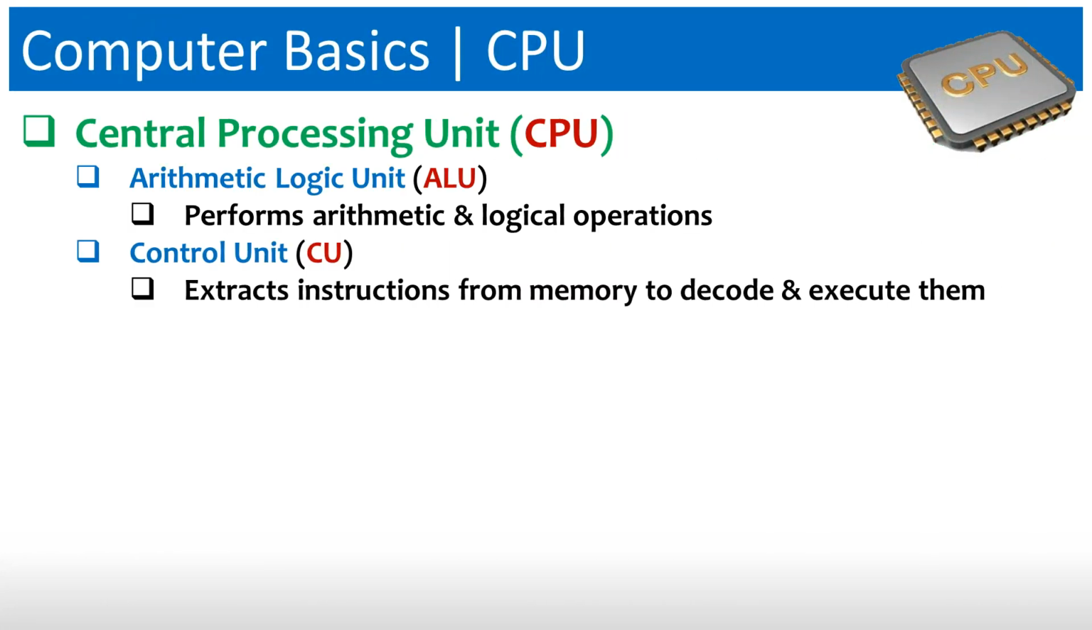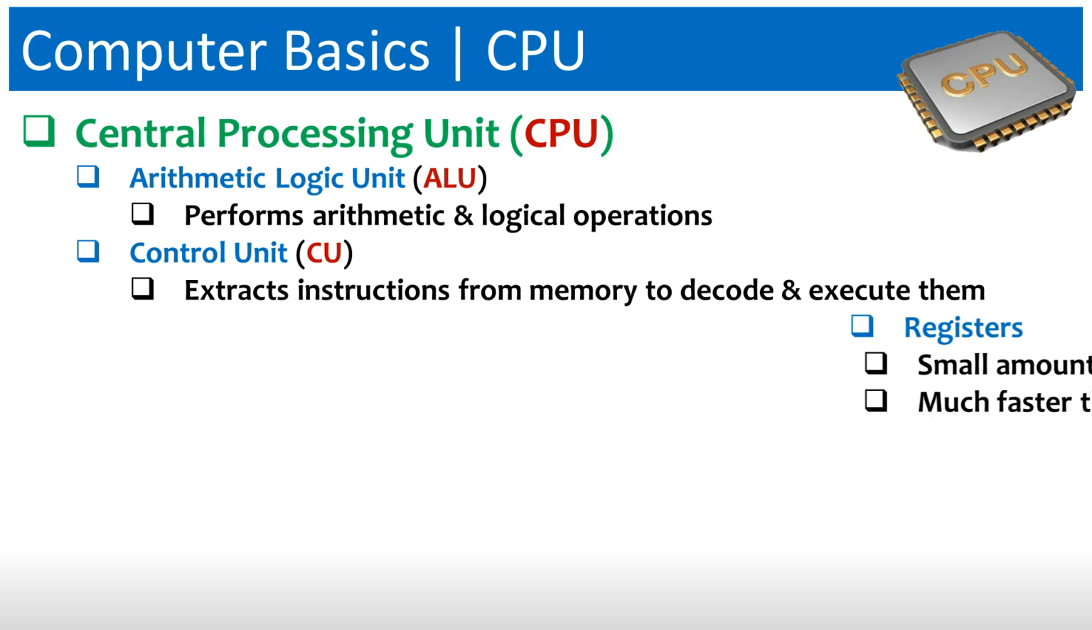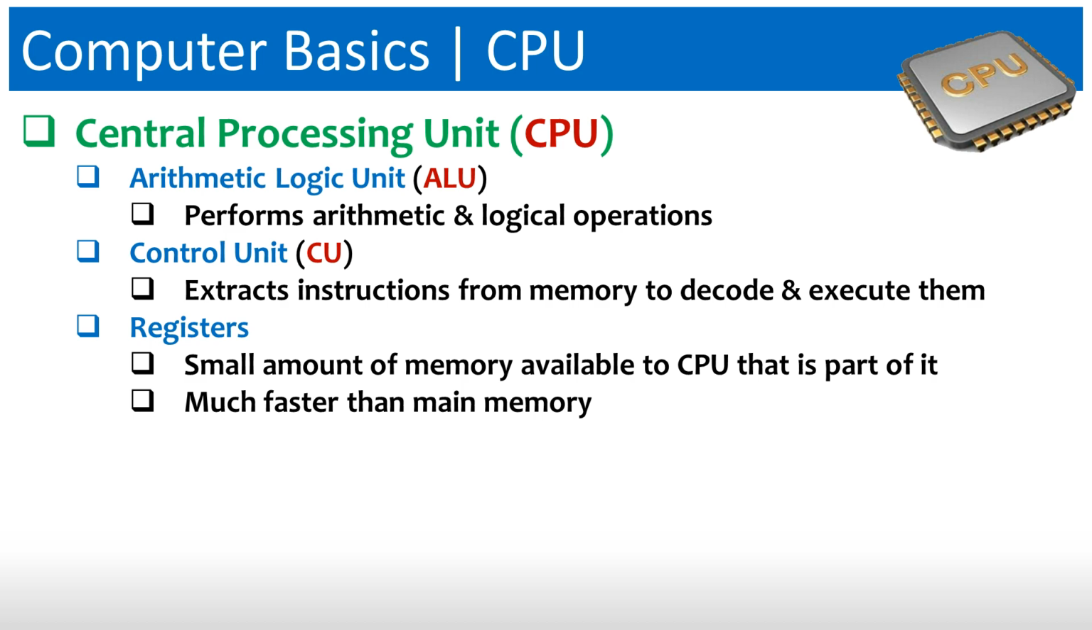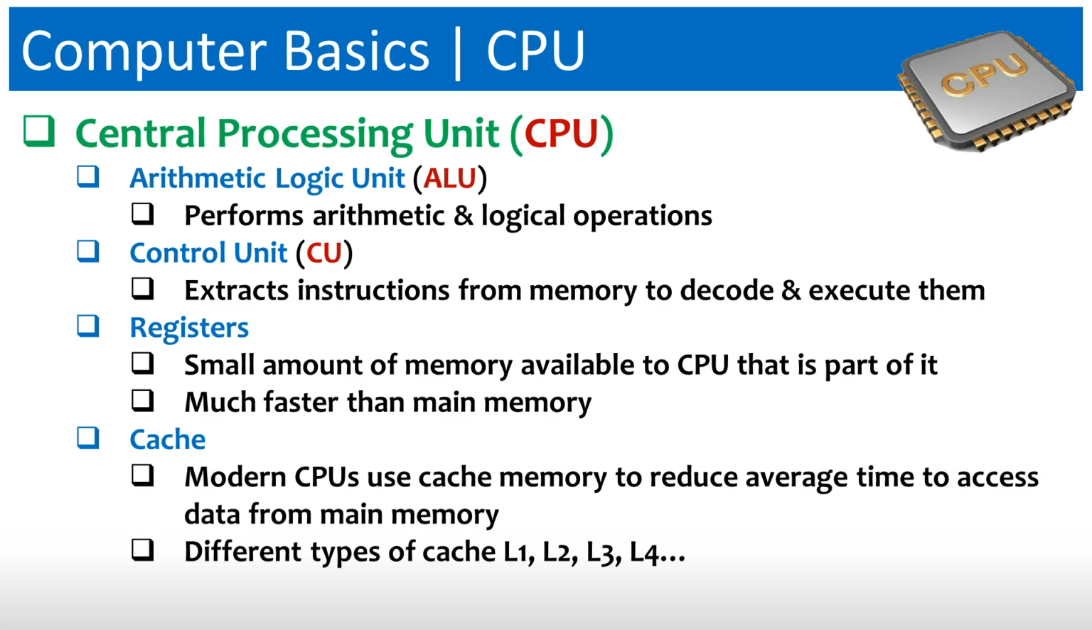The CPU is composed of the following components. First of all, the ALU, Arithmetic Logic Unit, responsible for performing arithmetic and logical operations. Addition, subtraction, and comparison are done by the ALU. The second one is called the Control Unit. This one extracts instructions from memory and tries to decode and execute them.